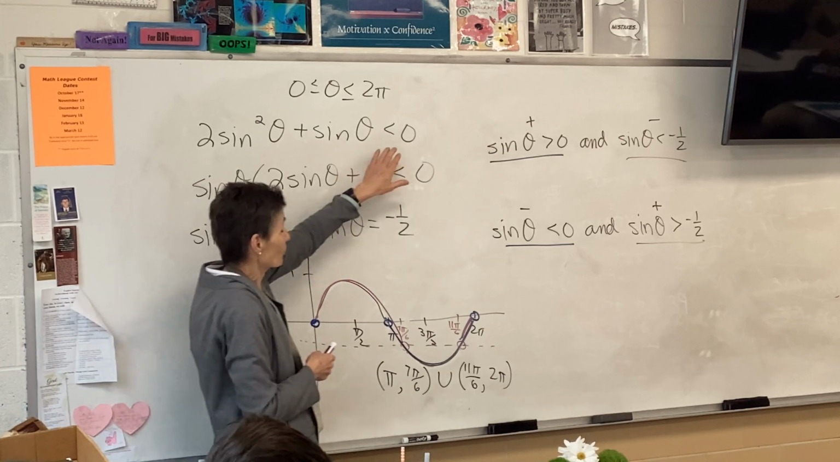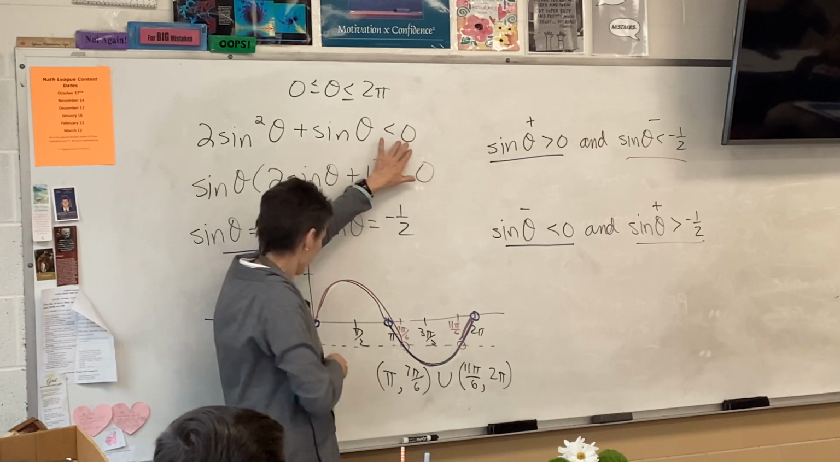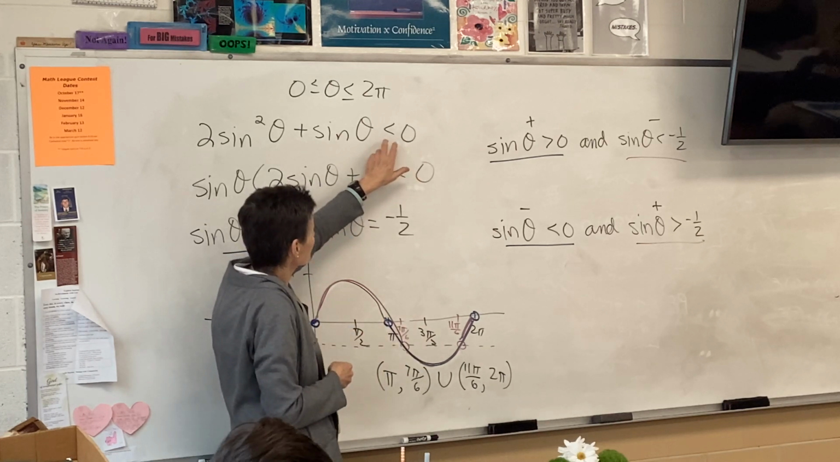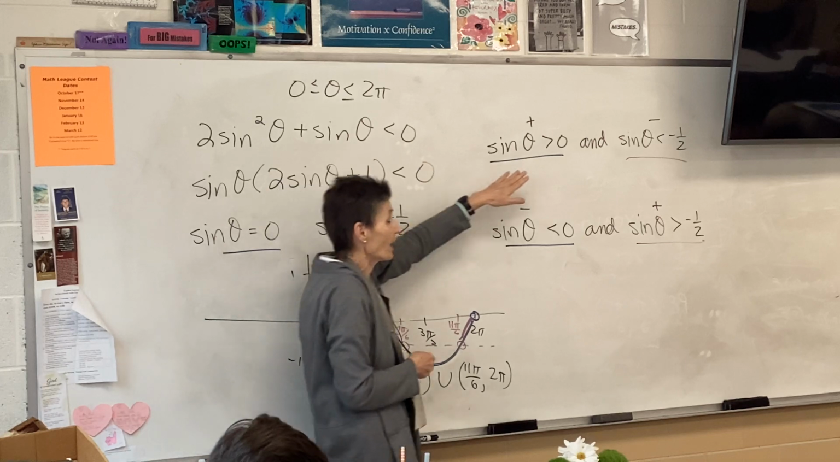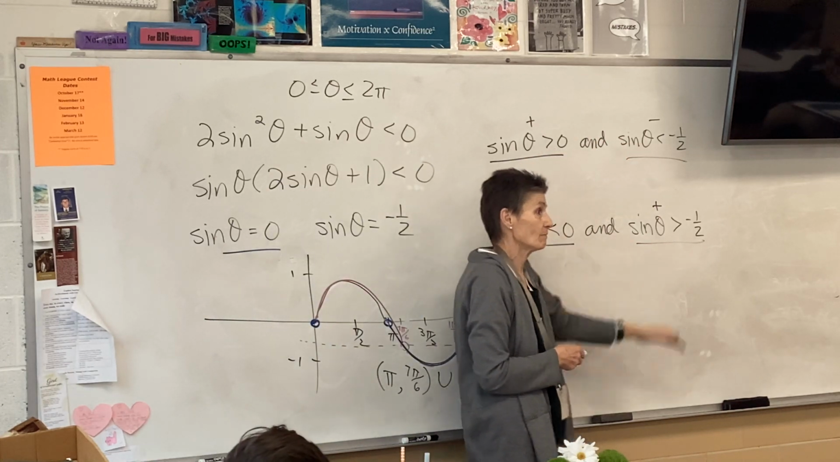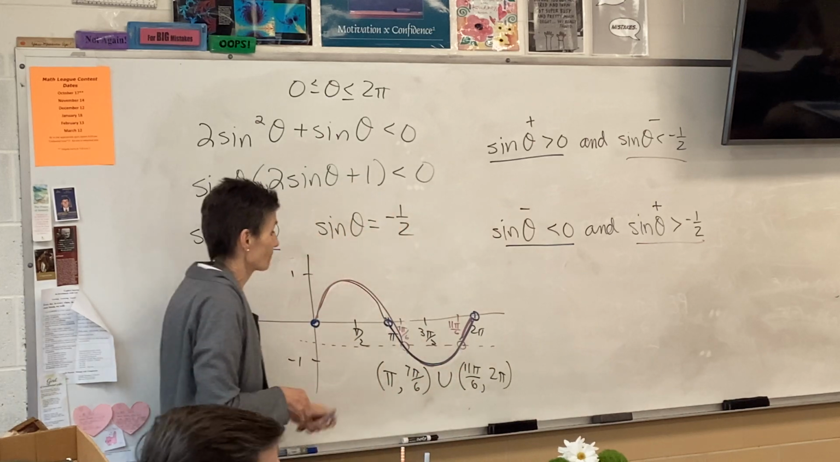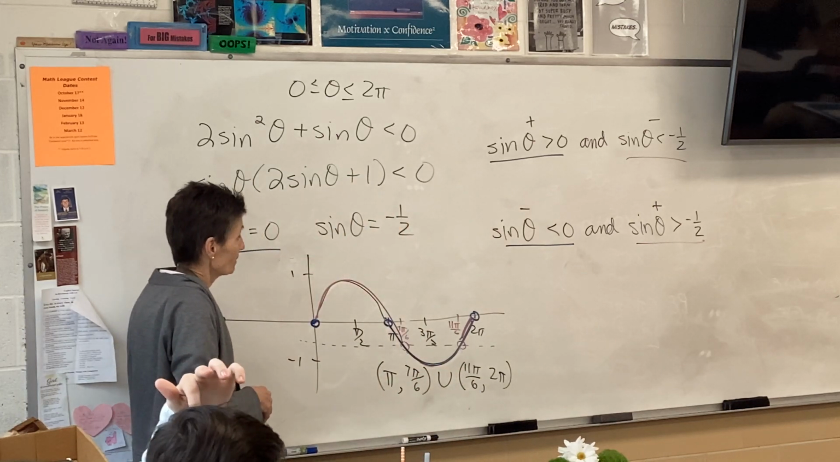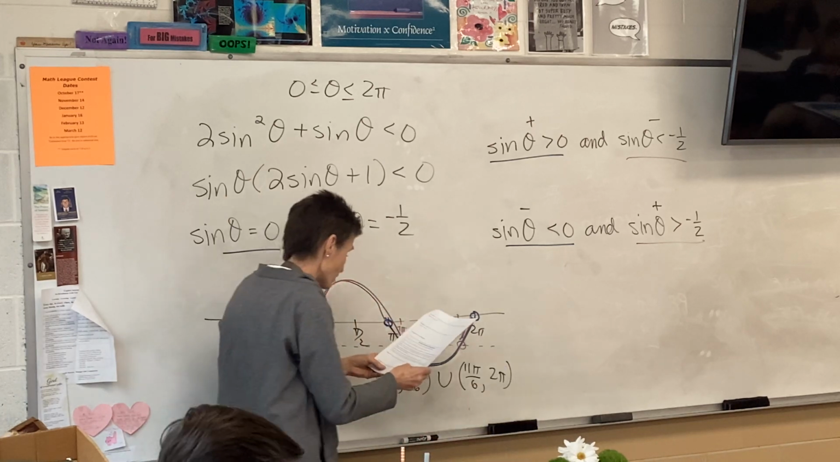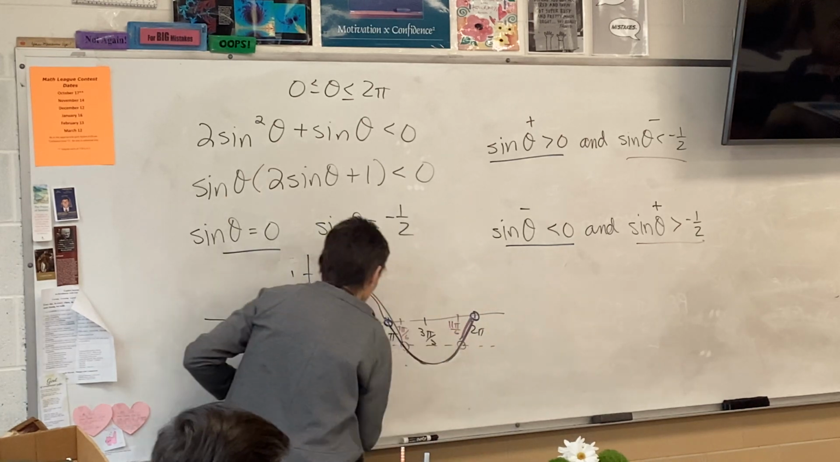Now, if this had been a greater than 0, all of the numbers and everything on the number line would stay the same. But if it was greater than 0, then I would have positive, positive, negative, negative. These are so fun. All right, let's try the next one. Let's try example 6.